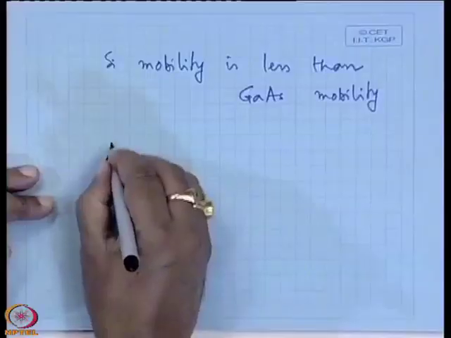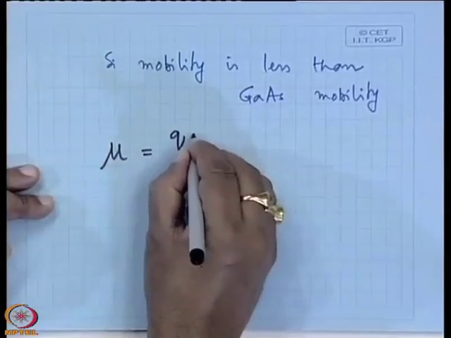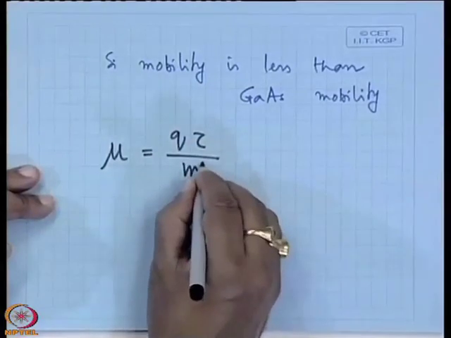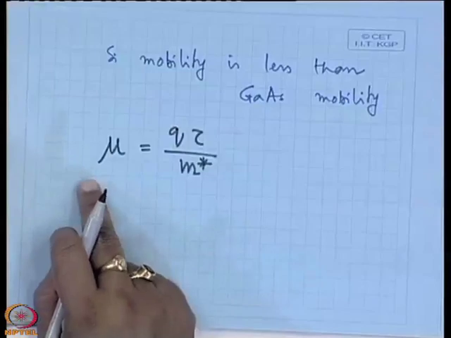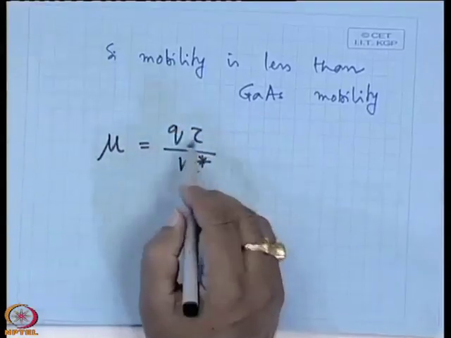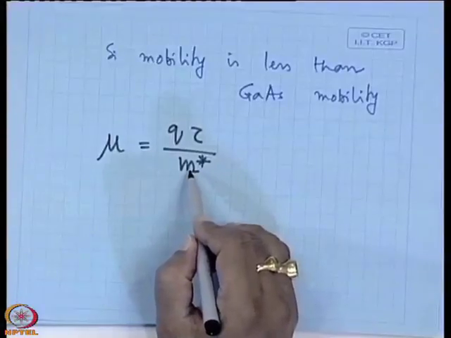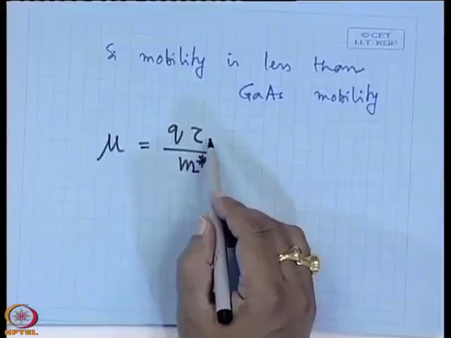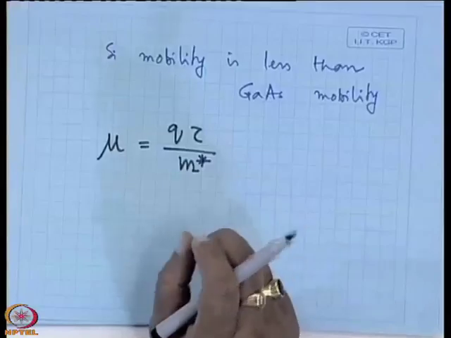How are the effective mass and mobility related? You see that mobility mu is given by q tau by m star. Now, what is q? q is the charge and its value is 1.6 into 10 to the power minus 19 coulomb. m star is the effective mass that we have defined right now. And what is tau? Tau is actually the collision time, the time between two successive collisions, or the average time between collisions.